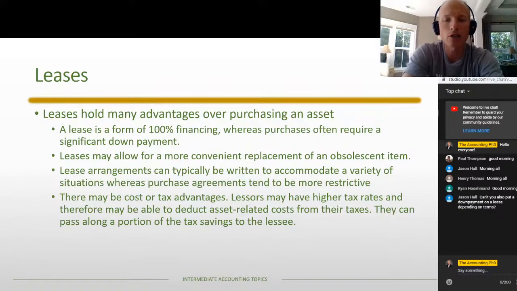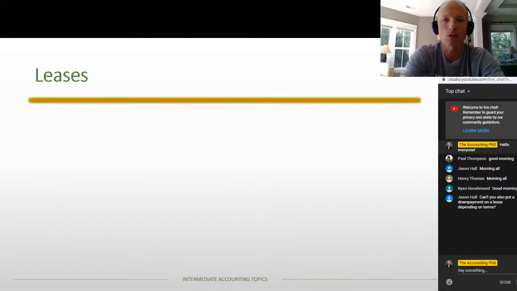And then there may be cost or tax advantages. Depending on the way the lease is treated for tax purposes, the lessor a lot of times might have a higher tax rate. And so if they can keep the asset on their books, they get to record the depreciation and any larger costs associated with the asset. If they're able to do that, they basically get a larger tax benefit. And usually that benefit is shared between the lessor and the lessee. So there are some tax benefits to lease arrangements as well.